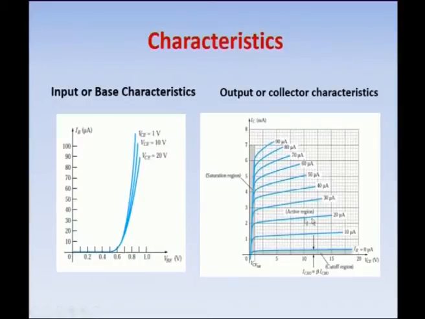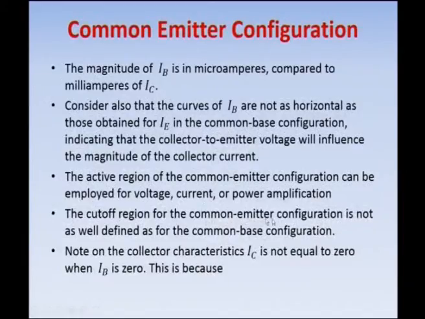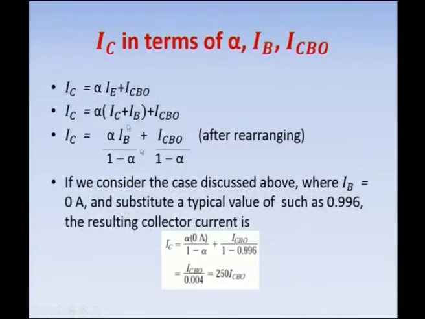We know that the characteristics is not horizontal because this collector current is affected by this collector emitter voltage. So, it is not horizontal in the active region, but in the common base it is horizontal in the active region. The cutoff region for the common emitter configuration is not as well defined as for the common base configuration. So, this is because of this equation: IC, the collector current, is due to the majority carriers as well as the minority carriers. So, this is the majority carrier flow of the collector current, alpha IE plus ICBO, which has been seen in the common base configuration itself. And now, instead of IE, if you replace it with IC plus IB and rearrange, you will be getting this equation: alpha IB by 1 minus alpha plus ICBO by 1 minus alpha.